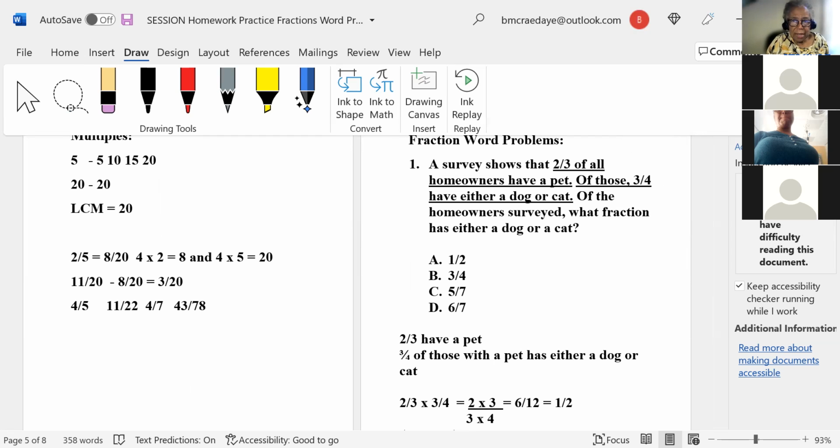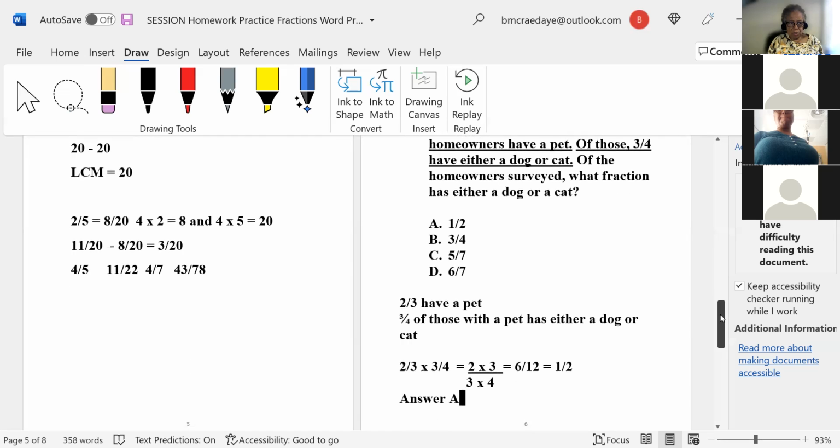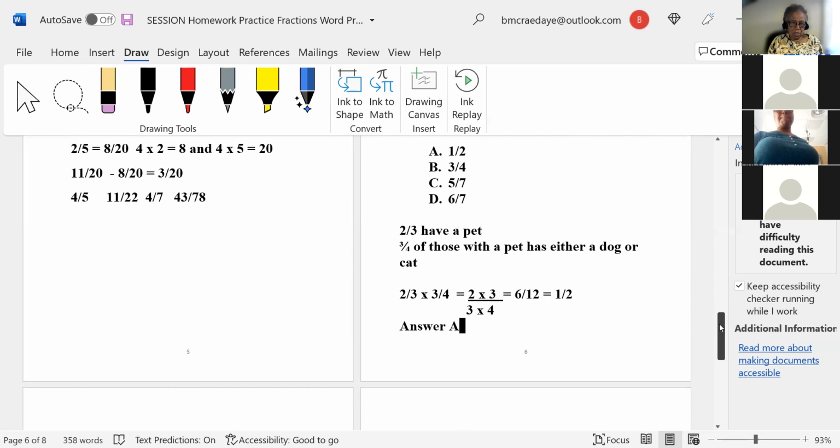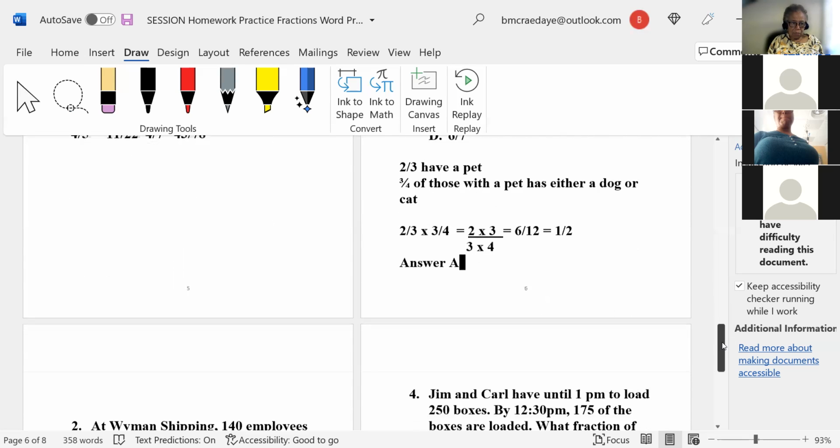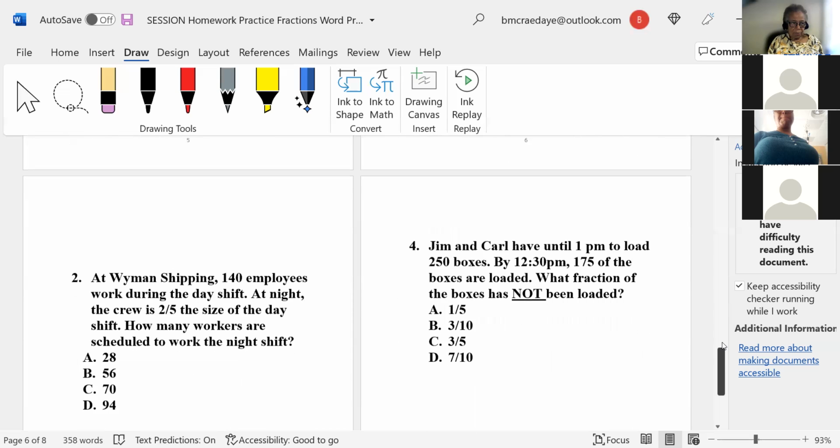Maureen, you guessed? How did you get it? You got 1/2. How did you get it? I used my calculator. I multiplied 2/3 by 3/4 and got a half. Okay, very good. And if you got a decimal, you just convert it to a half, right?